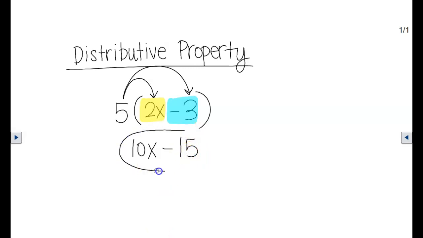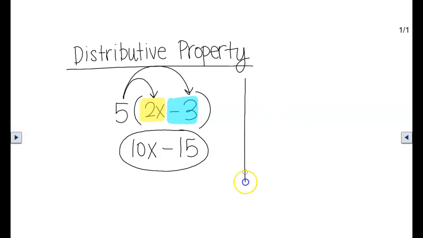Remember at this point that that would be done. I can't do 10x minus 15 because these two terms are not like terms. One of them has the variable x. The other has no variable, so that makes them not like terms, and I can't combine those.